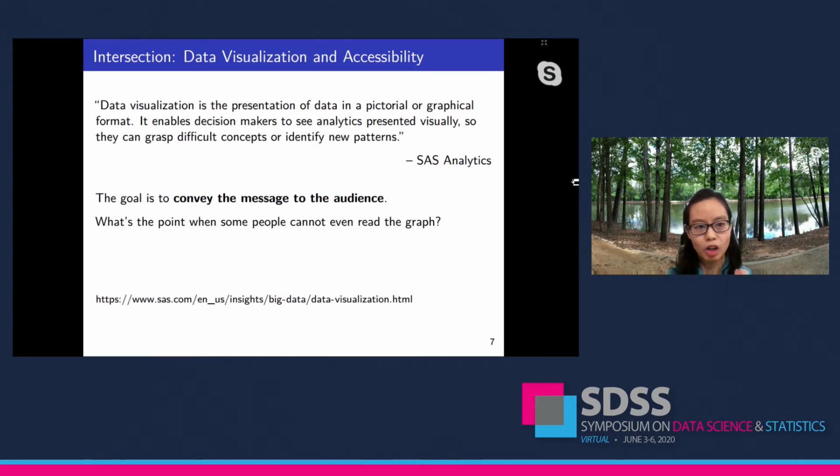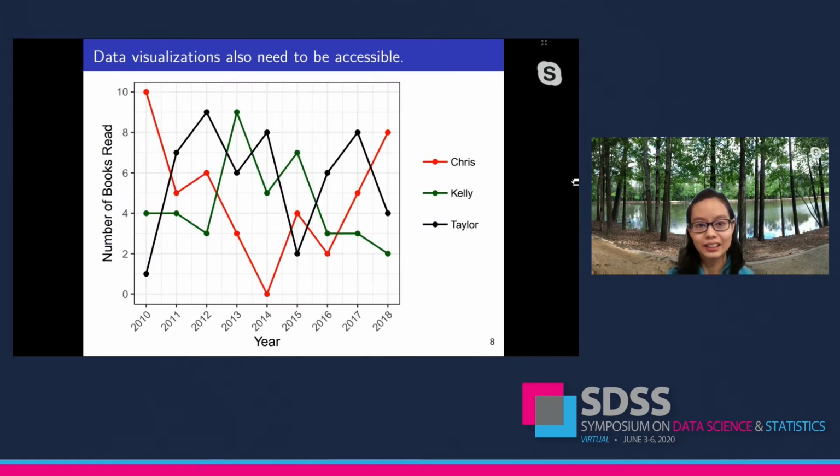And so some of you may wonder, how can this happen? So let's look at this graph. This graph is about 3 people, Chris, Kelly, and Taylor. They tracked the number of books they read per year. And there are 3 lines indicating their records. And this graph looks readable on the surface. At least the X and Y axis labels are large enough.